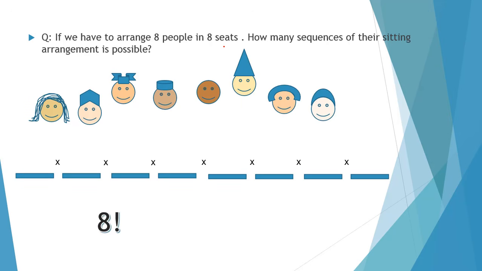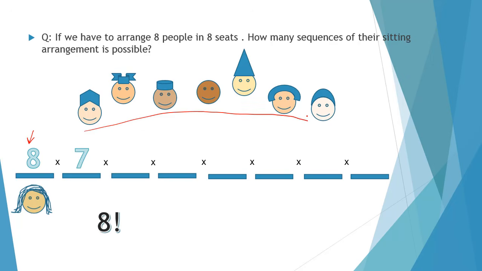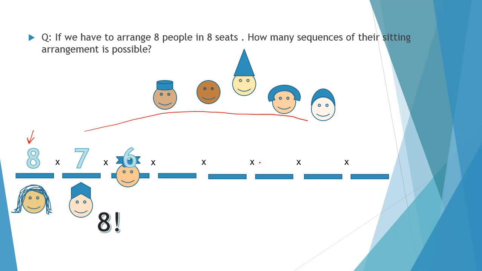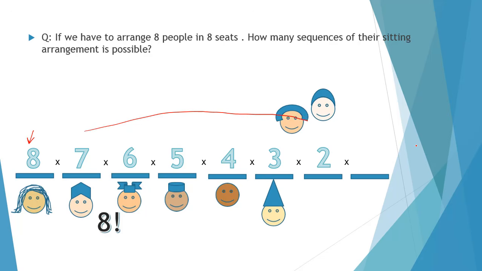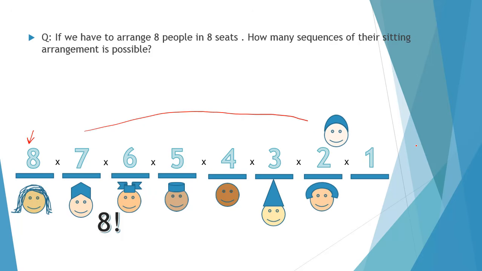If we have to arrange 8 people in 8 seats, how many sequences of their sitting arrangement are possible? Any of the 8 persons can occupy the first seat. So we have a total of 8 choices for the first seat. When the first seat is occupied, we have 7 choices for the second seat. After filling the second seat, there are 6 choices for the third seat. And in the same way, our choices are reduced with every next seat. Or in other words, the number of ways of filling the seat reduces by 1 for every next seat.